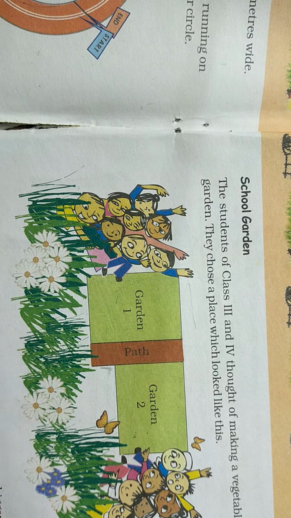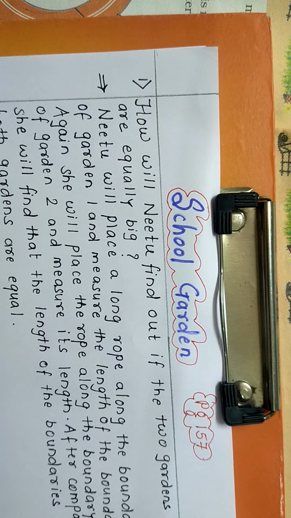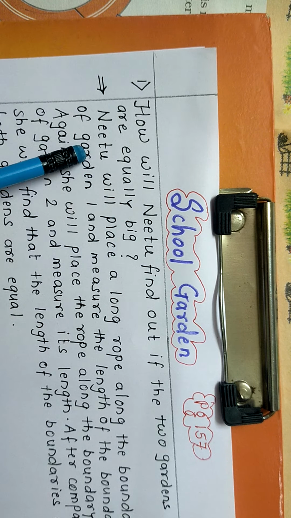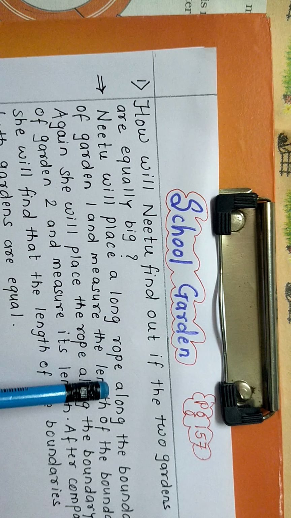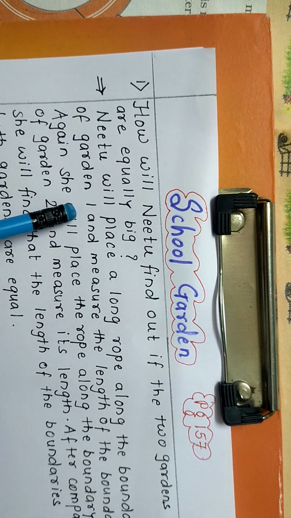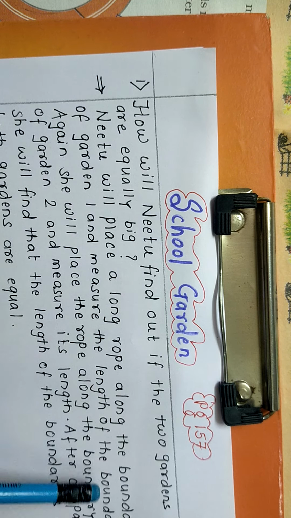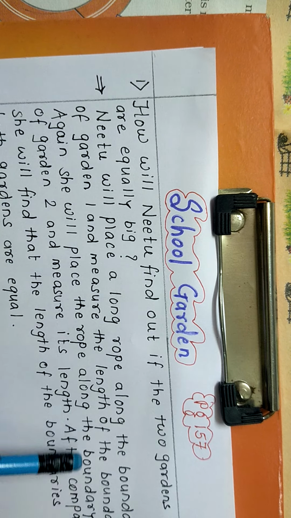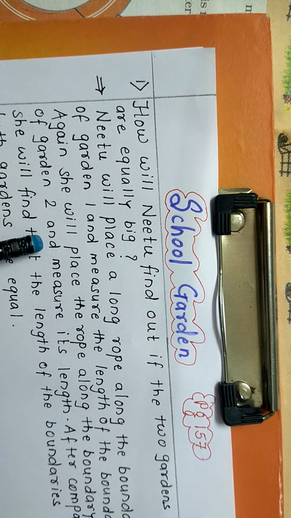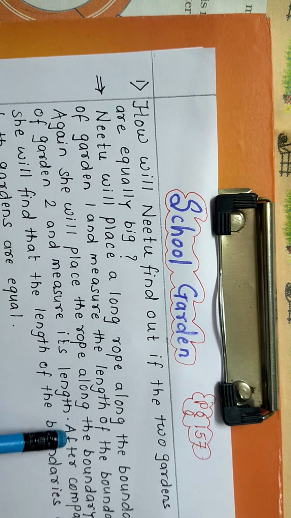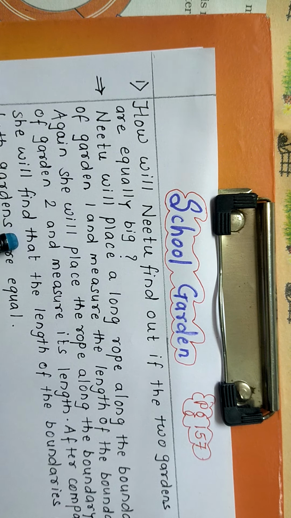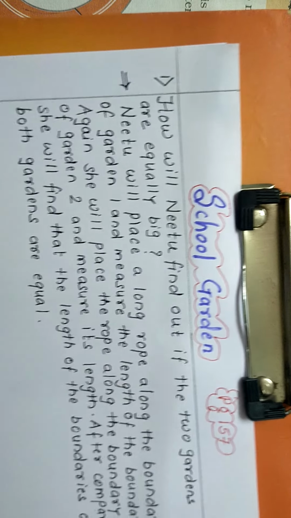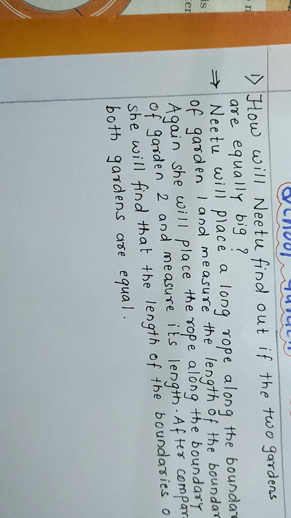Okay, so let's write in sentence form. How will Neetu find out if the two gardens are equally big? Neetu will place a long rope along the boundary of garden 1 and measure the length of the boundary. Again, she will place the rope along the boundary of garden 2 and measure its length. After comparing, she will find that the lengths of the boundaries of both gardens are equal. Okay, so this is the answer.